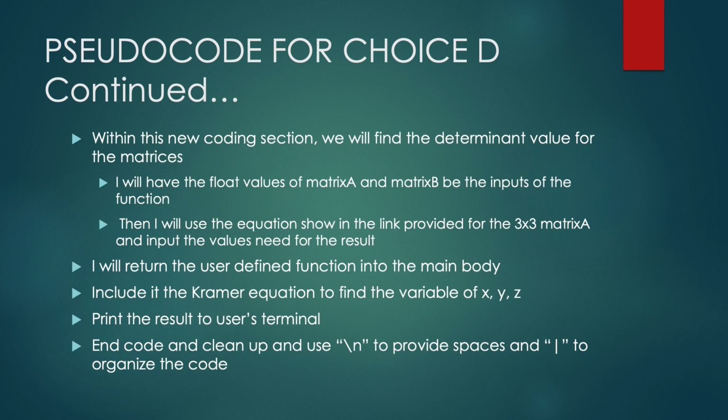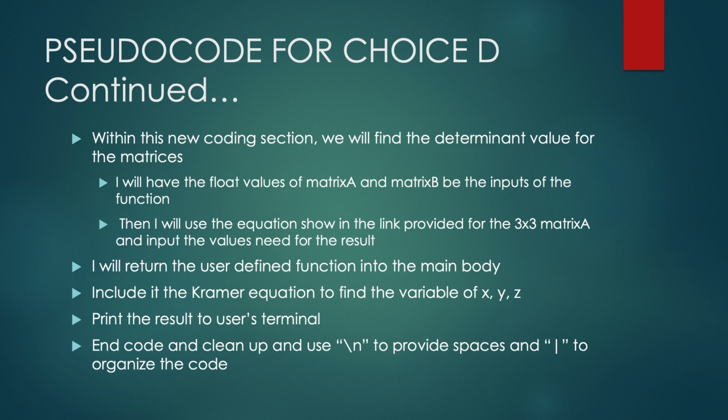In a new user-defined function, we will have to find the determinant values for the matrices. So we will have to use the float values of matrix A and matrix B to be inputs of the function. We will use the equation shown in the link that was given on the assignment for the 3x3 matrix of A, and input the values that we need in order to have the results. I'll return the user-defined function into the main body, and then include it into Cramer's rule to find the variables x and y.